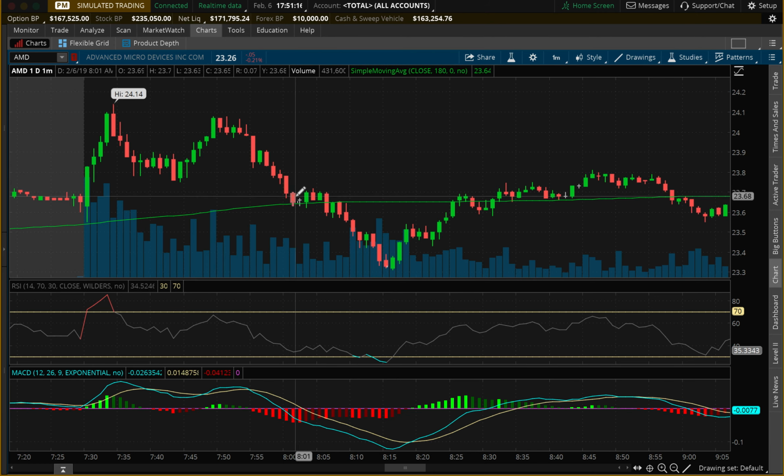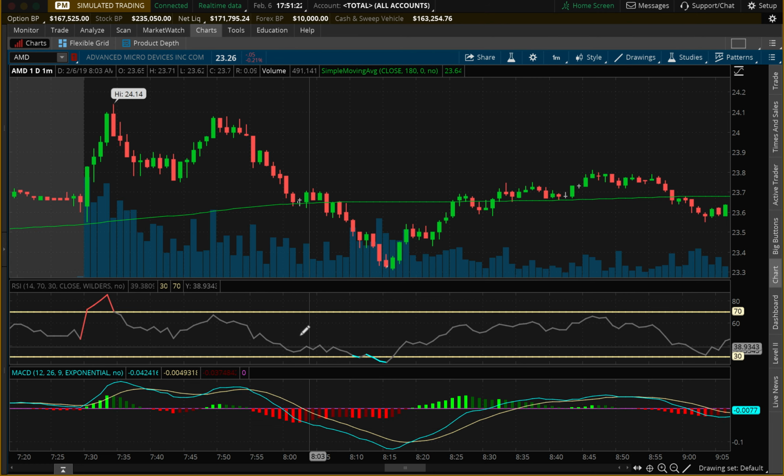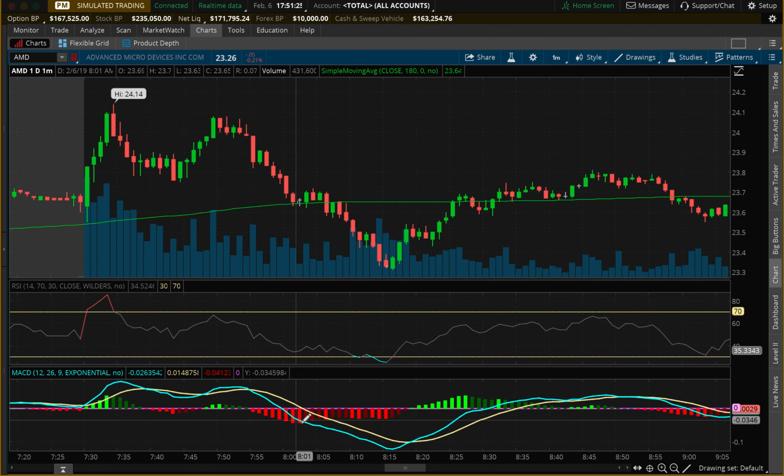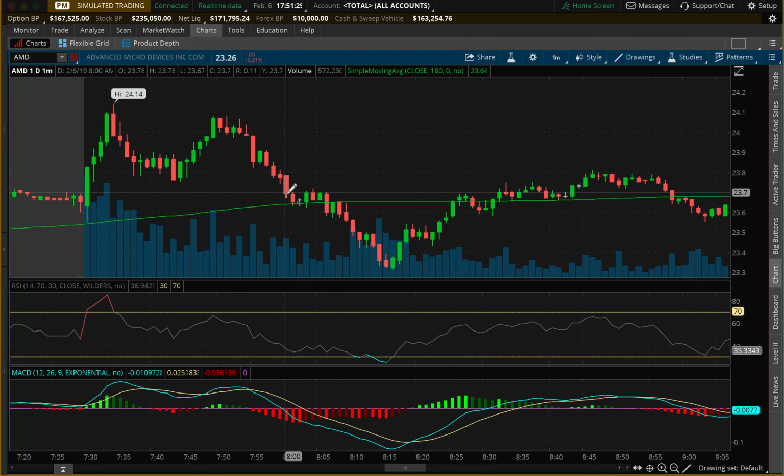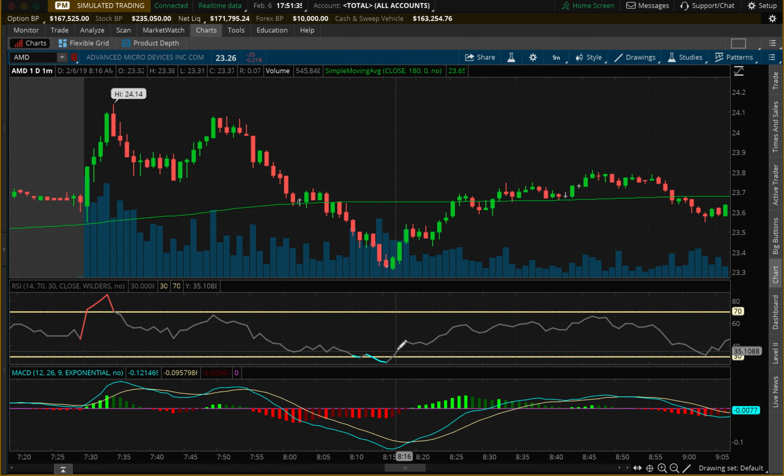And right here again, you might be thinking, wow, this thing's pretty oversold. Not completely oversold. MACD looks like it's starting to reverse, but again, it has not triggered this crossover here yet. So you keep waiting, the thing gets more oversold like it does right here. And you can see from there, the RSI starts pointing up.